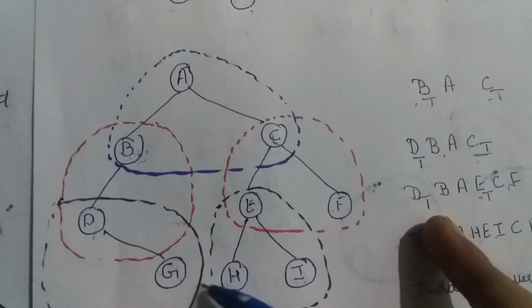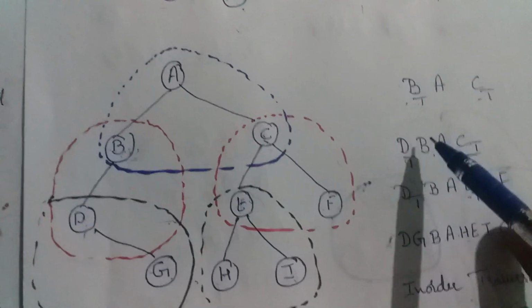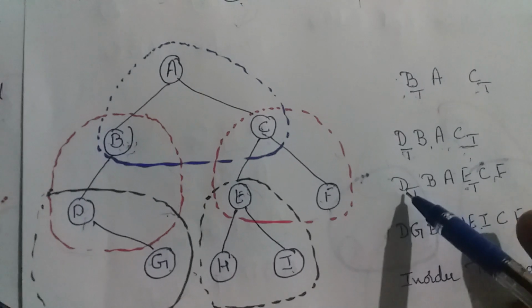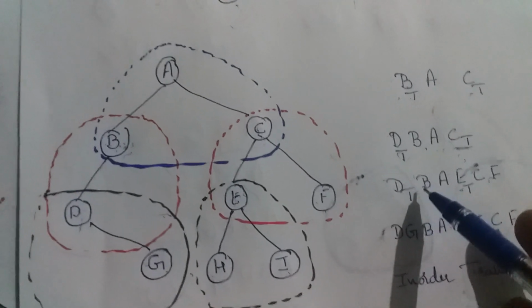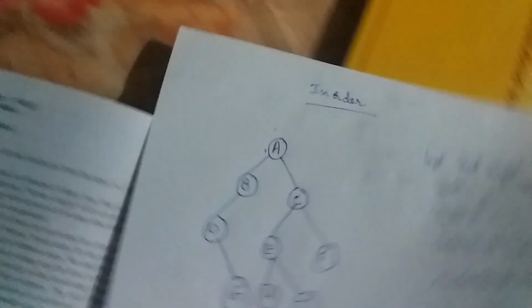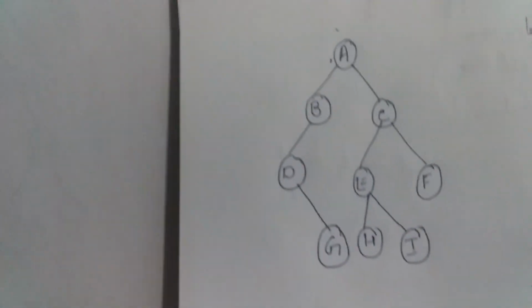So D has subtrees again, so it is written as DT, and A is copied and C is copied. So in the next step DT I have written like that only. B is taken. Now I will take one more example here. The same example I have explained here one more time.